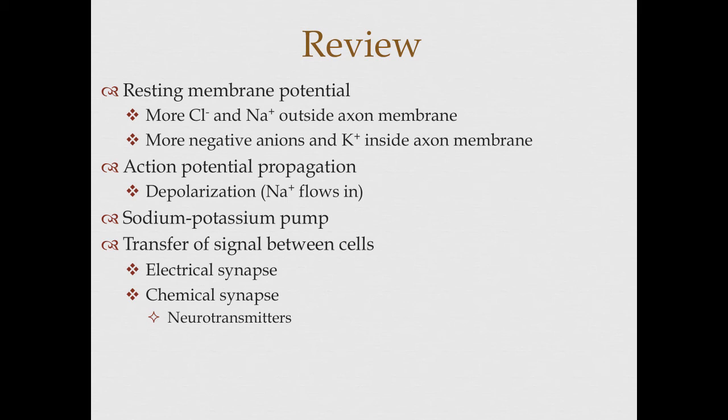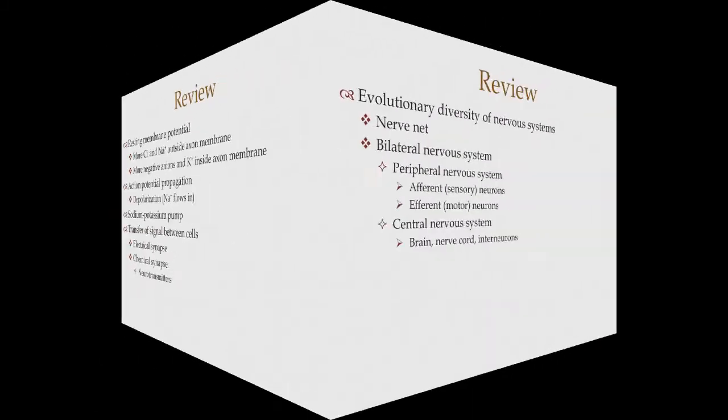And again, the transfer of signals between cells at the terminals or synaptic knobs is either done through an electrical synapse or more typically the chemical synapse via neurotransmitter chemicals.